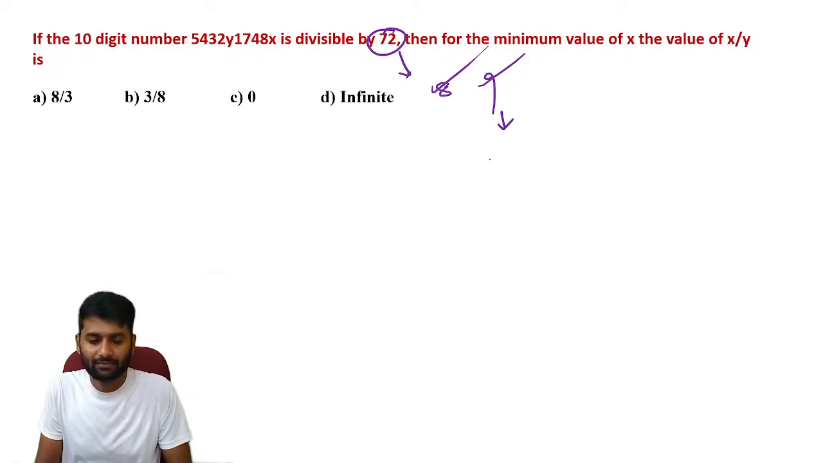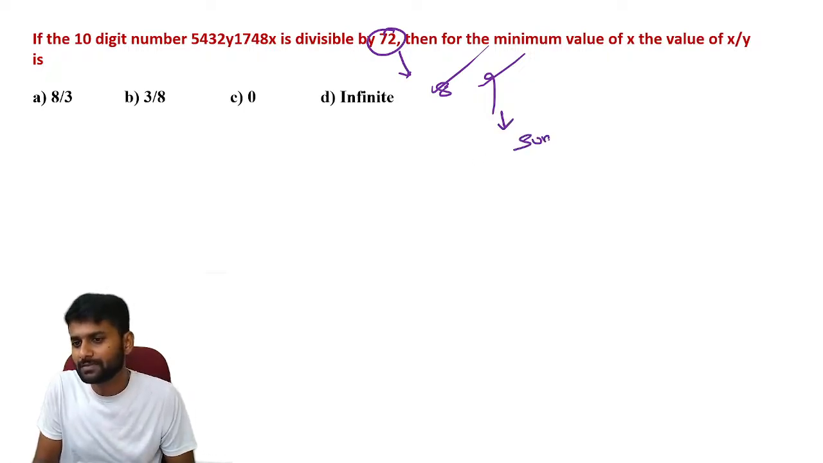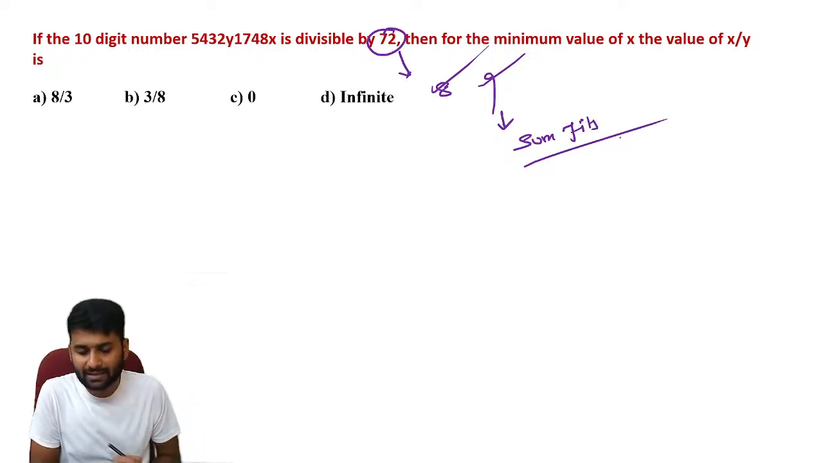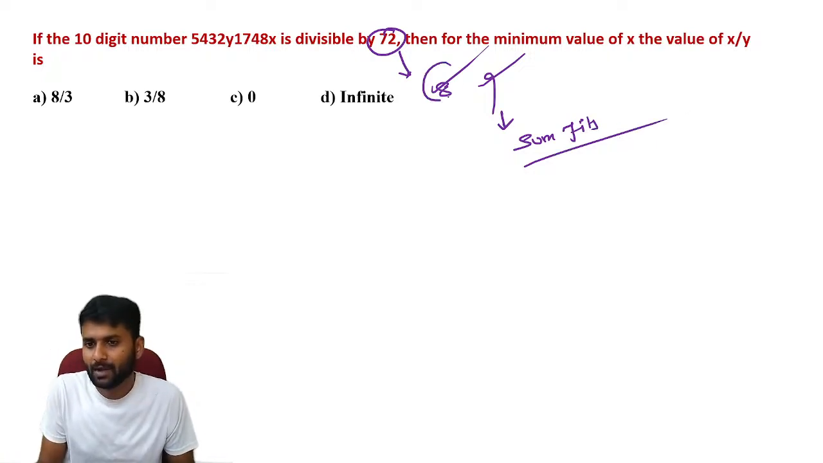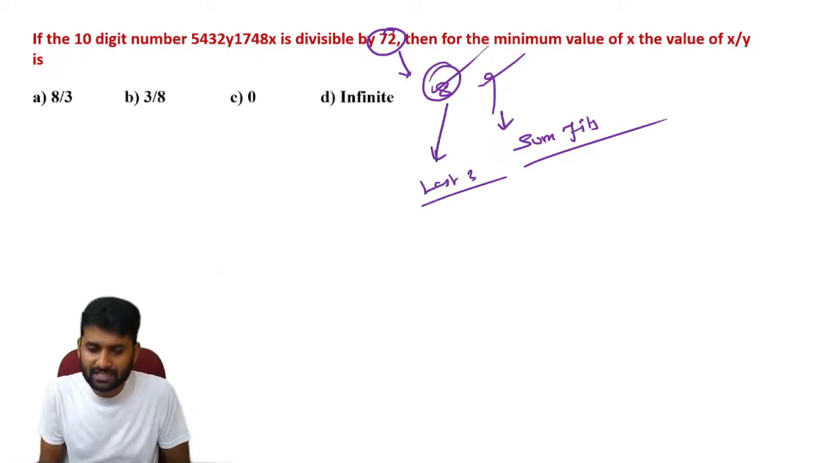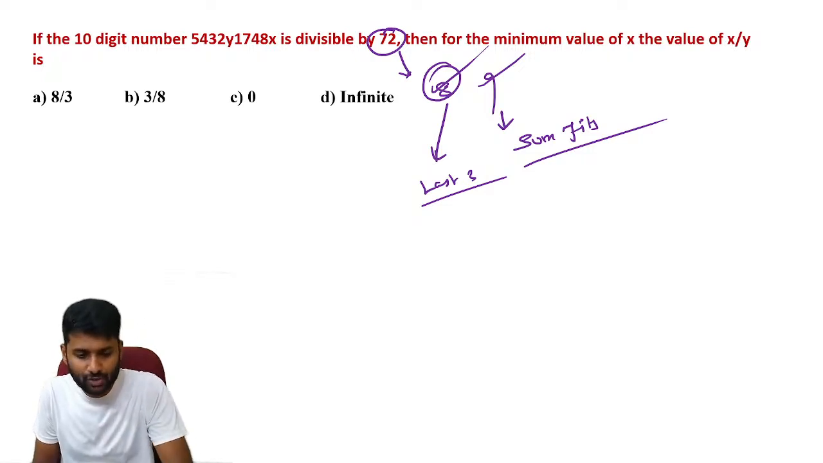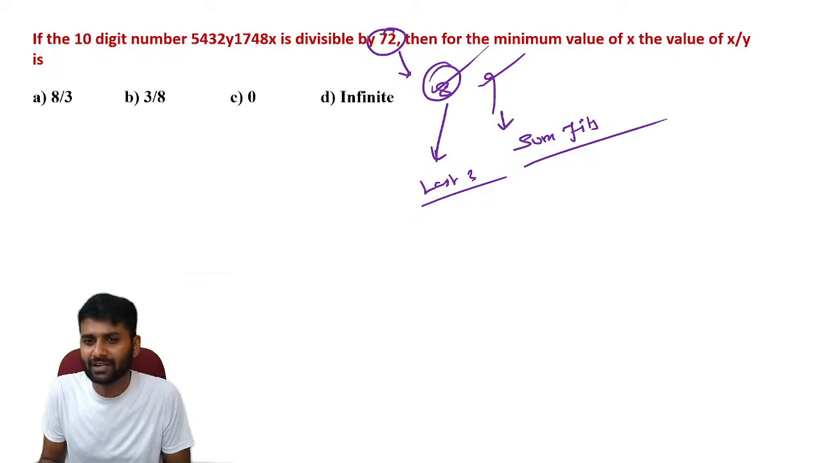Again, what is the divisible by 9 property here? Sum of its digits. If the sum of its digits is divisible by 9, then the entire number is divisible by 9. What about the divisible by 8 property? In any number, if the last 3 digits are divisible by 8, then the entire number is divisible by 8. If you use these two properties, you can identify x and y values.